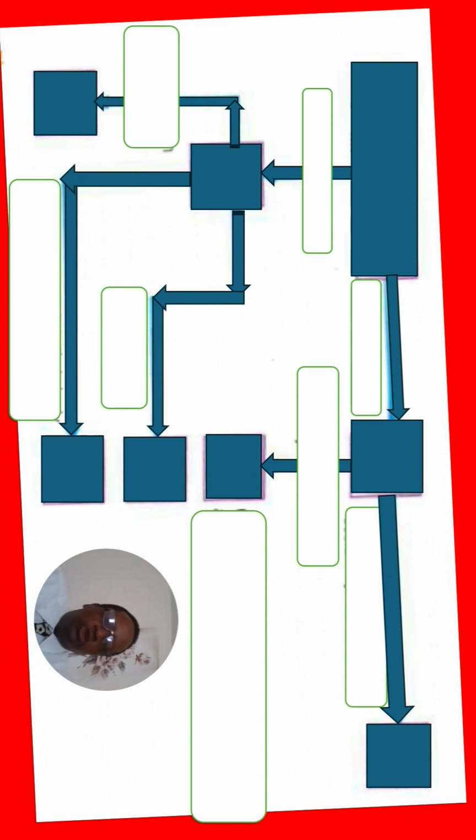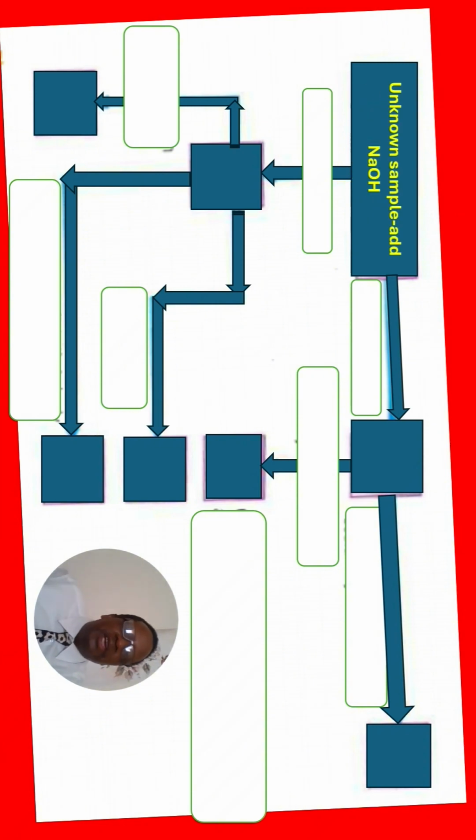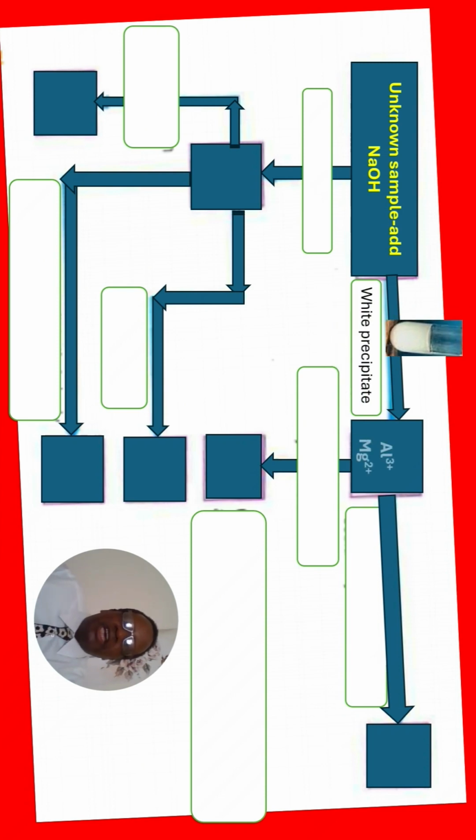We do not know what is in this sample here. We don't know, but if we add sodium hydroxide to that sample and a white precipitate forms, then the sample could be containing those three: aluminium, magnesium, and calcium.